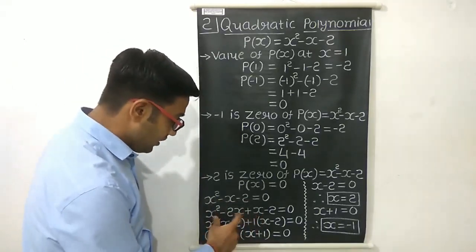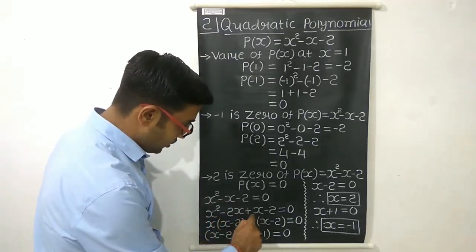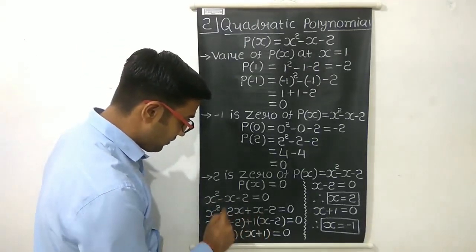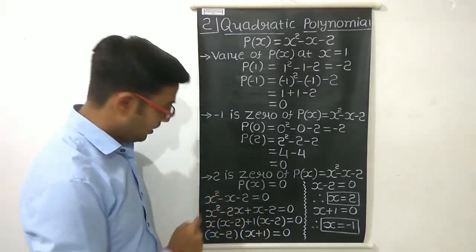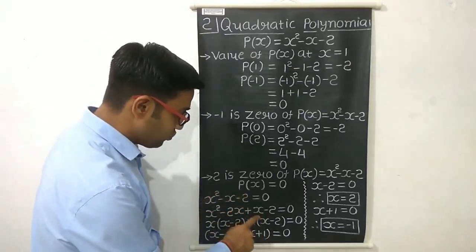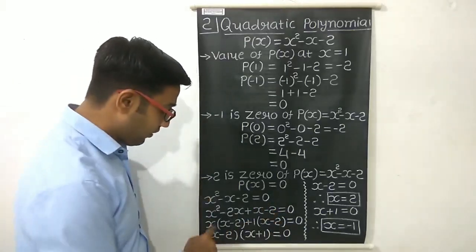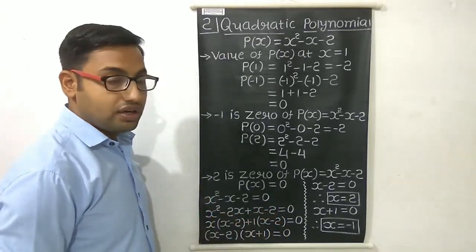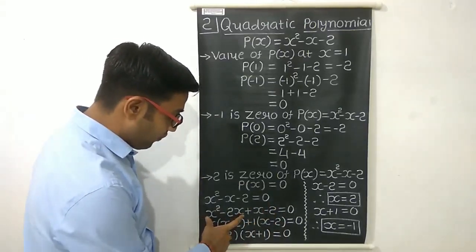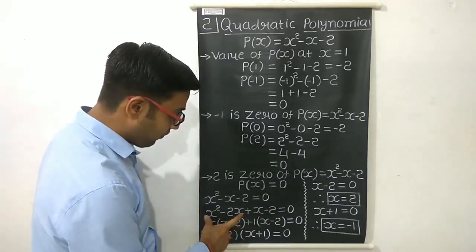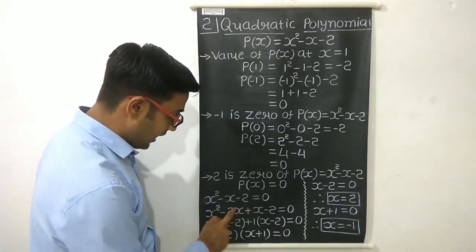You can see that the simplification of minus 2x plus x becomes minus x. The first term x square and minus 2 we put down as it is, equals to 0. So now we have 4 terms. Take the common from the pair of 2 terms. From the first 2 terms we get x as a common.